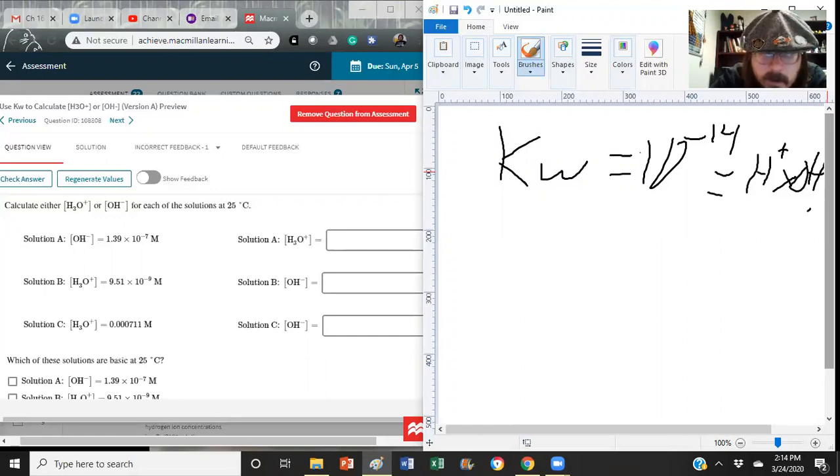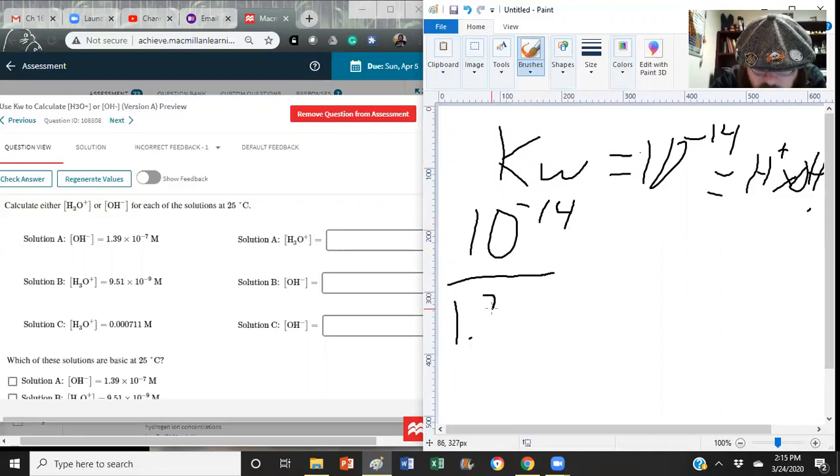So for solution A, we take 10 to the negative 14th and divide it by our concentration of OH. Please note this is a capital E, which means times 10 to whatever. You want to make sure you're doing the right division, so that you're not multiplying the 10 to the negative 14th by 10 to the negative 7th, but dividing the 10 to the negative 14th by 10 to the negative 7th. If you do not get the following answer, you have not done it right.